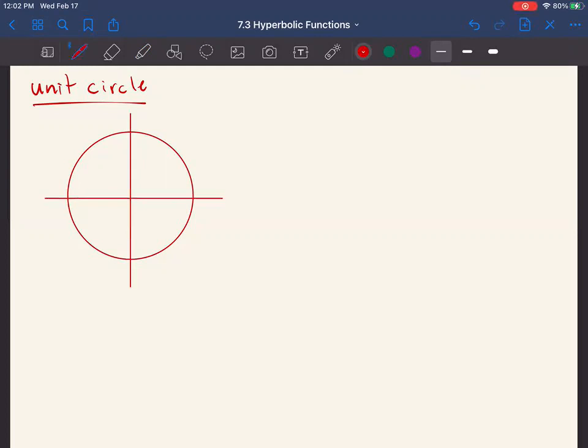I know, it's impressive. So we have this unit circle like that.